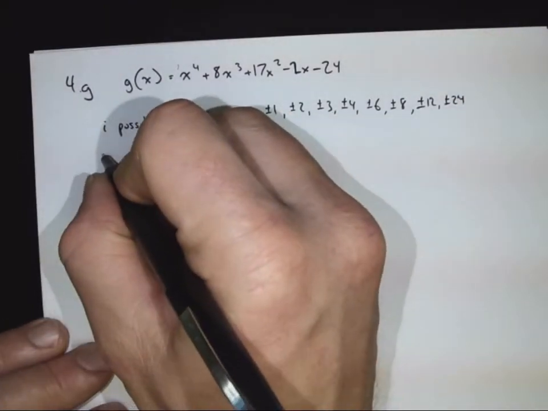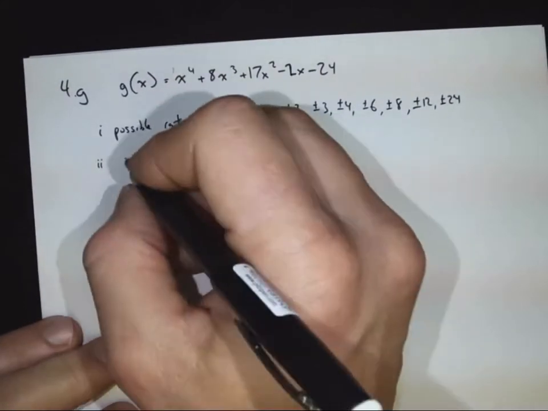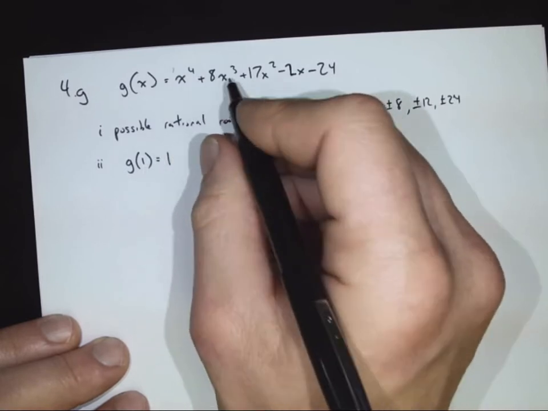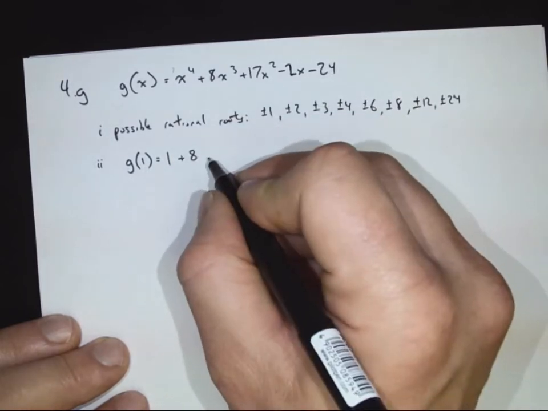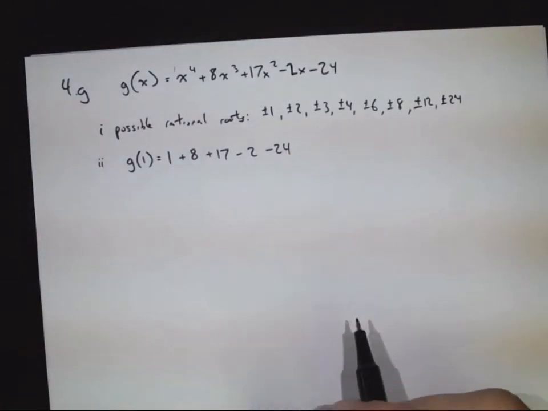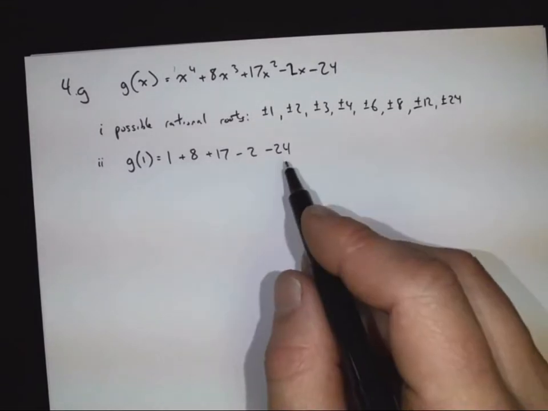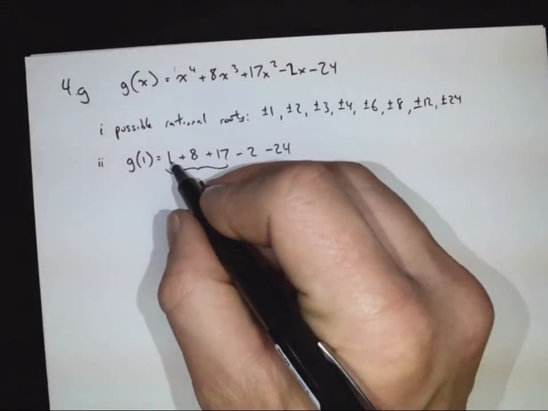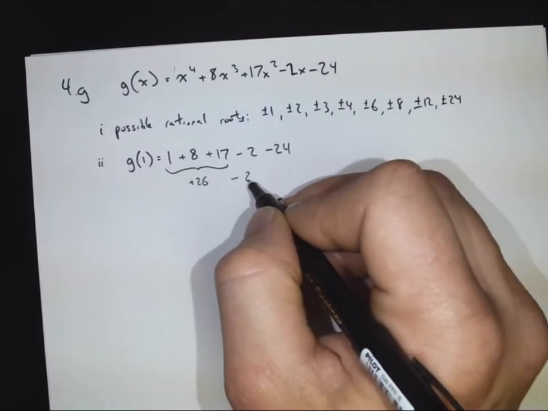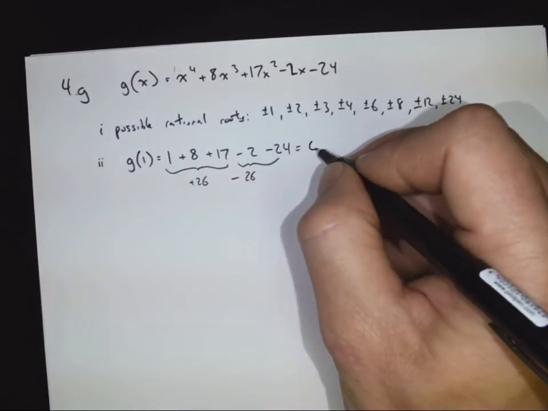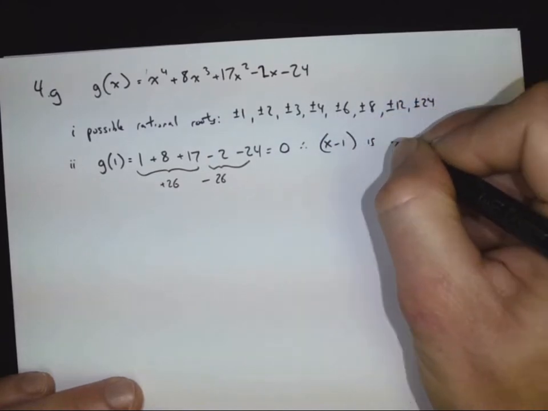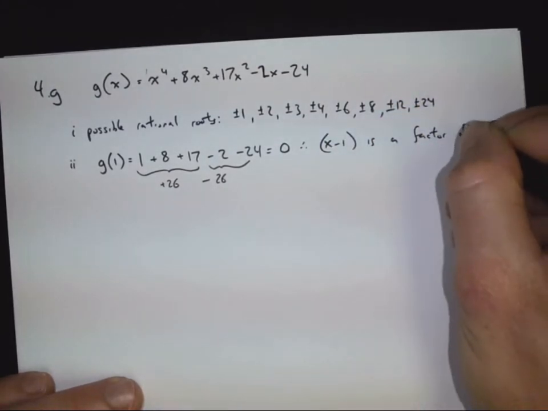Alright, so we've got to try different roots here. I'm going to try 1 to start because it's the simplest thing to plug in. And I'm going to get 1 to the power of 4, which is 1, plus 8 times 1 to the power of 3, which is 8, plus 17, take away 2, take away 24. And that's feeling kind of like it's going to even out to 0. So let's just check here. Those positive terms, 9 and 17, give me positive 26. And these guys give me negative 26. So we get 0 when we're done. Therefore, we can conclude that x minus 1 is a factor of g of x.